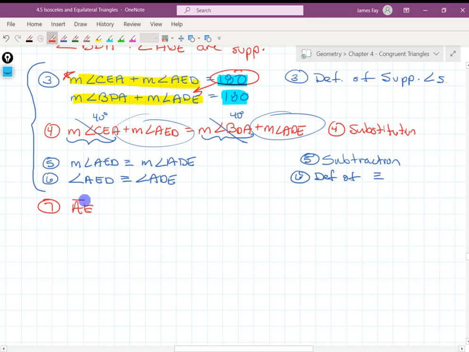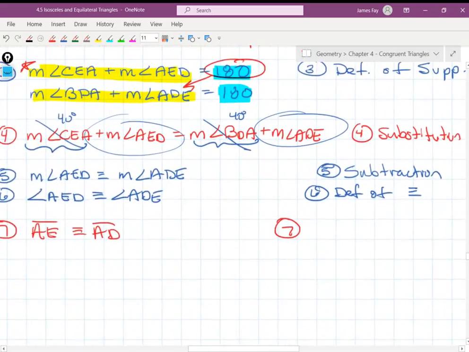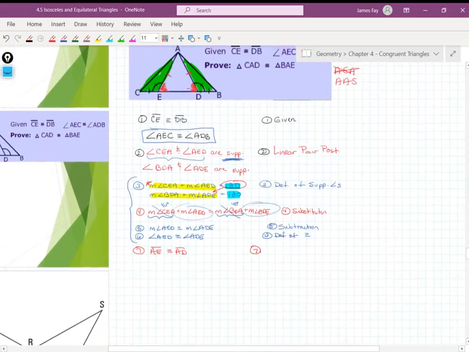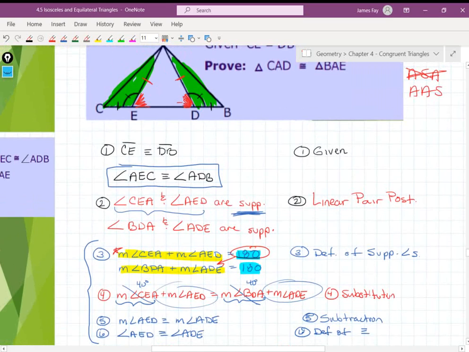Segment AE is congruent to segment AD. Does anybody remember why that's the reason? Not because an isosceles triangle says that basically you can name something isosceles by knowing that it already has two sides congruent, or if you have a triangle that has two sides congruent, you can name it isosceles. But what we knew is just that these angles were congruent.